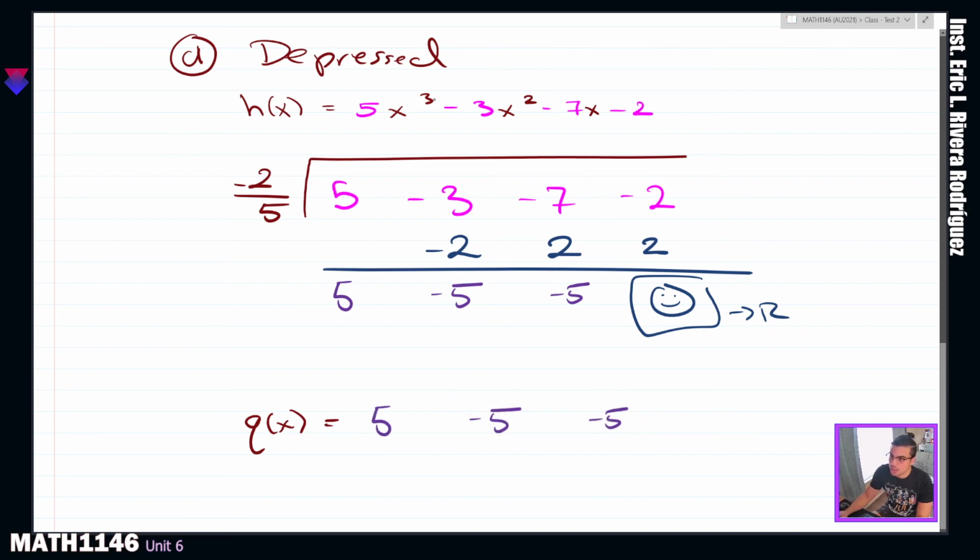And we went from a degree of 3. That means that now we are going to start here: 5x squared, the negative is here. So I'm just going to simplify as minus 5x, and then we have another negative, and I'm just going to simplify it as minus 5.